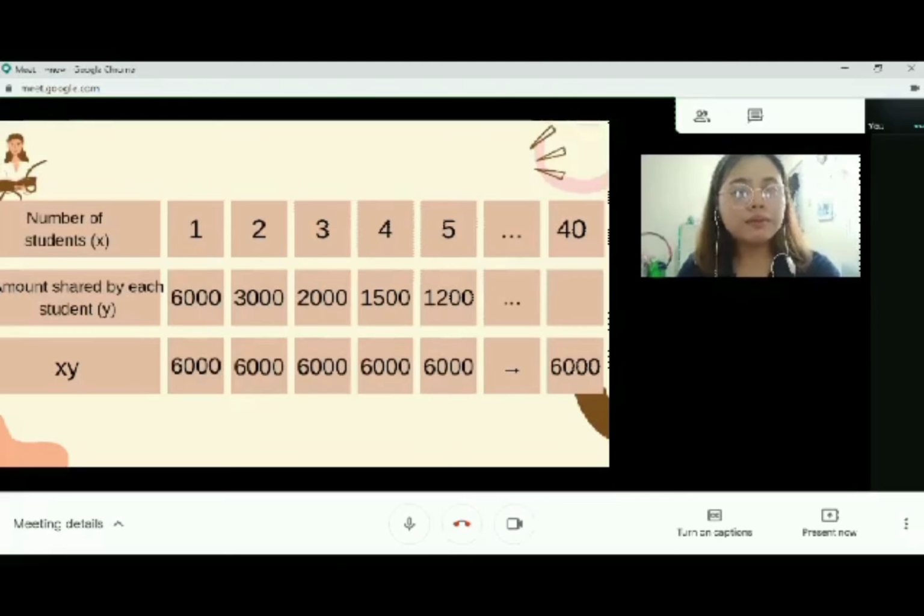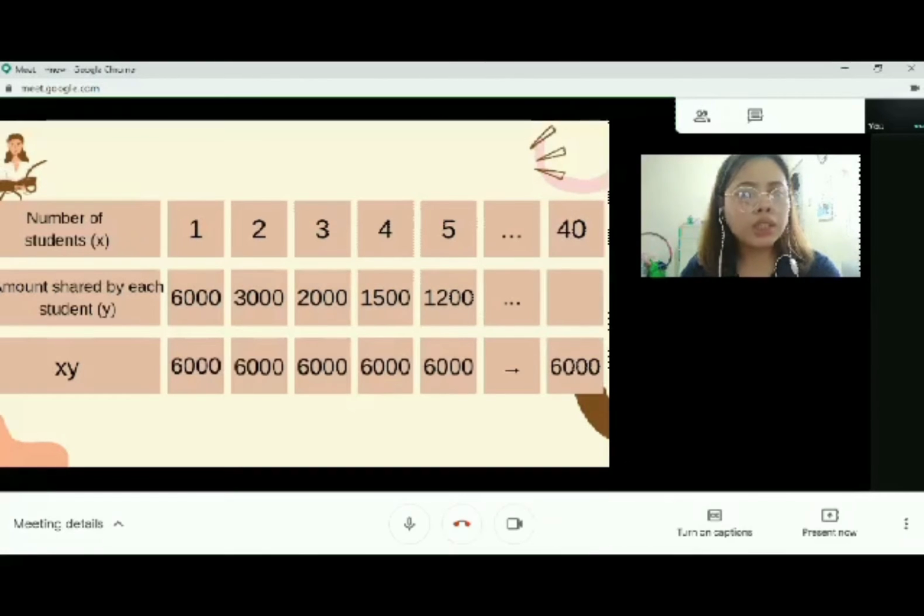Very good. Another one. What could you observe, class? As I observe, ma'am, as the number of students increases, the amount shared decreases. Very good observation. Lastly, what would you see on the x and y? The product of x and y is always equal to a constant, 6,000. Very good. All of your observations are correct.